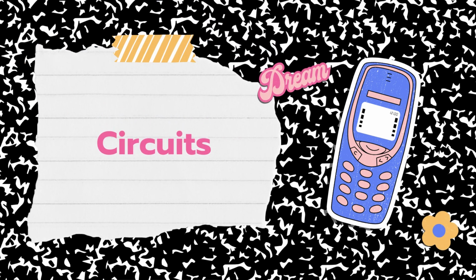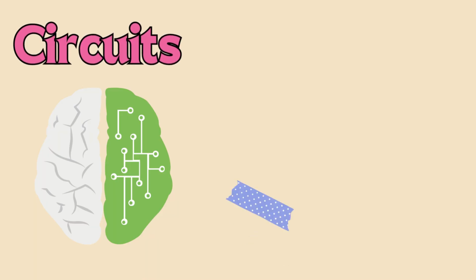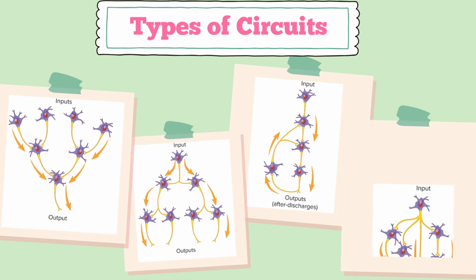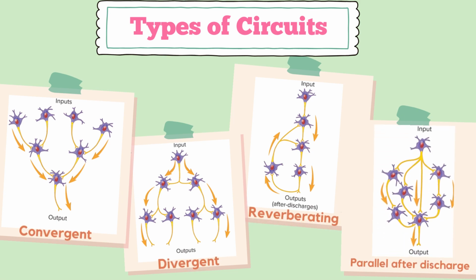Let's now tackle our last topic of Chapter 11, circuits. Neural circuits are functional groups of neurons that process specific types of information. We will discuss 4 types of circuits: convergent, divergent, reverberating, and parallel after discharge.